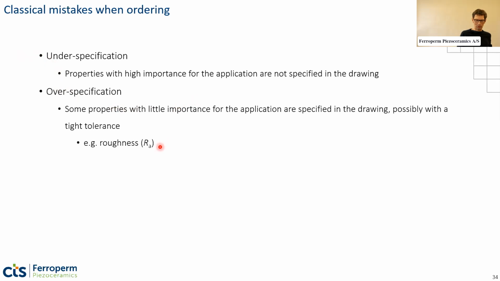One example could be that some designers may be used to specifying a roughness which could be very low and easy to obtain with a metal, but maybe for ceramic it will be very difficult or expensive to obtain such a low roughness. So it's actually relevant to think about which tolerances are put, whether they are important or not.